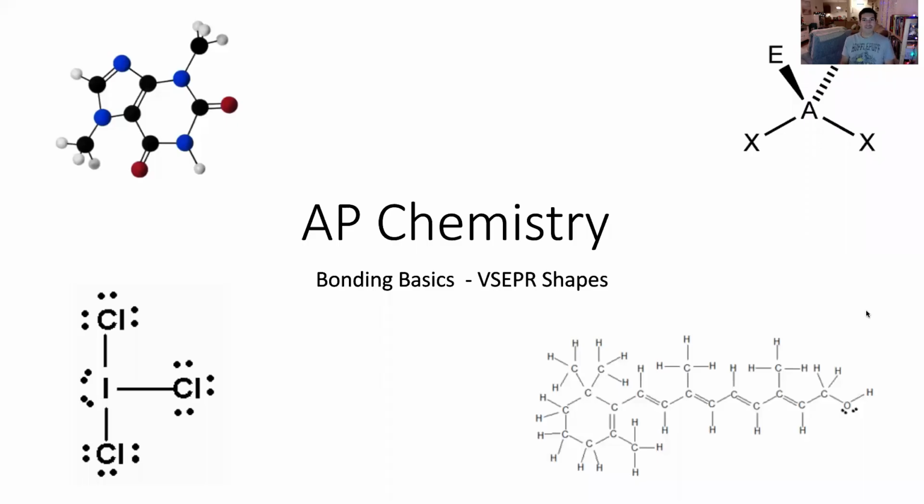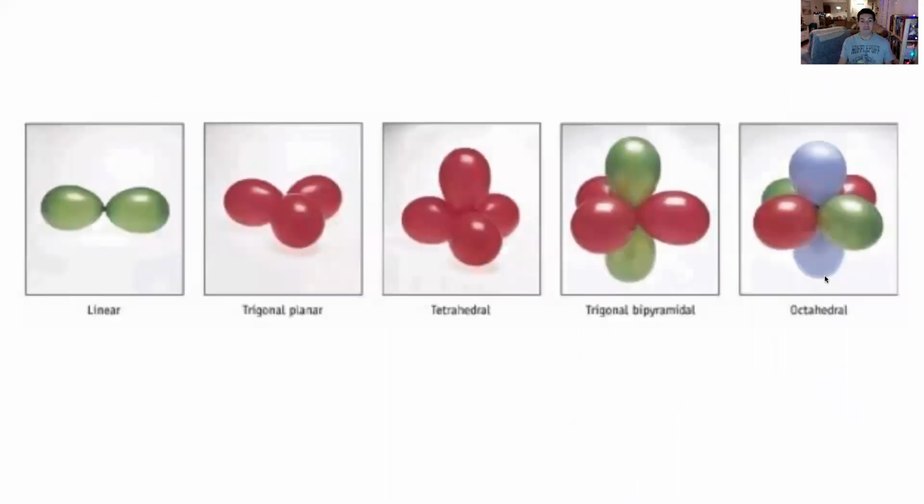Hi, AP Chemistry students. So we are looking at the basics of bonding, and in this video, we're going to look at the VSEPR shapes, right? So the shapes that these molecules might take. And remember, the VSEPR model is based on this idea of the balloons.